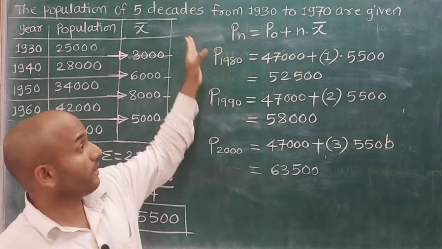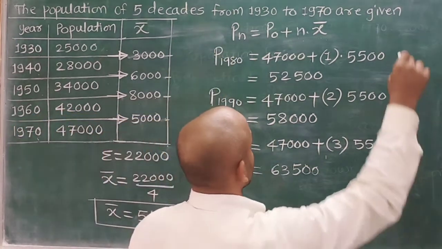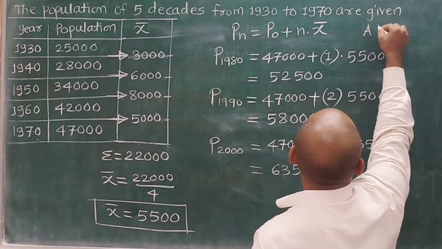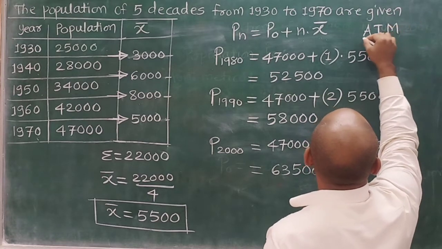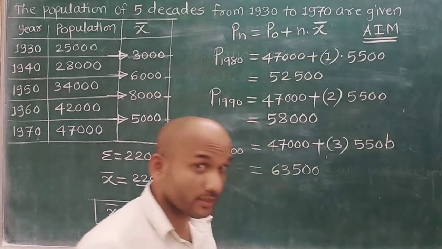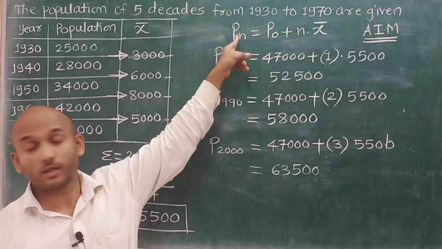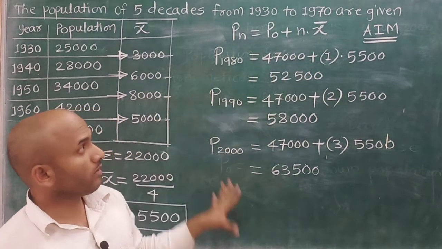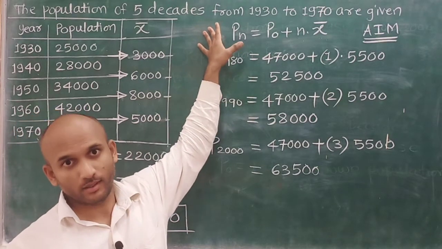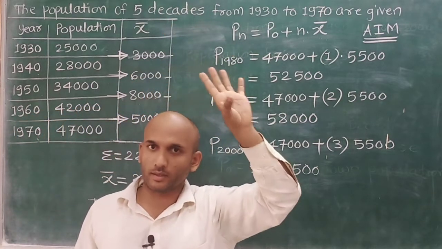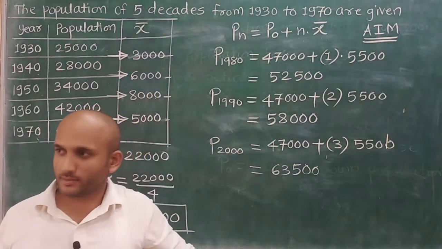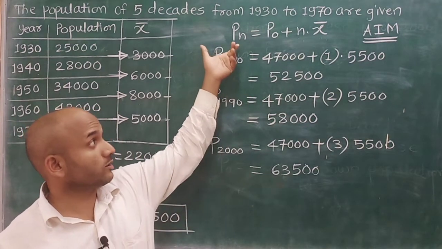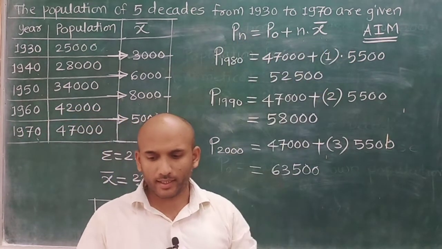That is by the arithmetical increase method. In short, we call it AIM. Arithmetical increase method. The formula is P naught plus n into x bar. Now, this is by one method. For population forecasting, there are 7, 8 methods. So this is only one method, the arithmetical increase method.